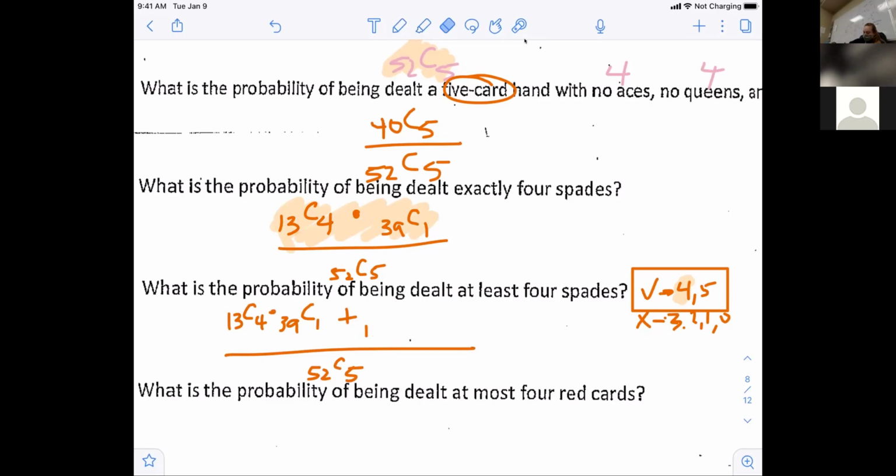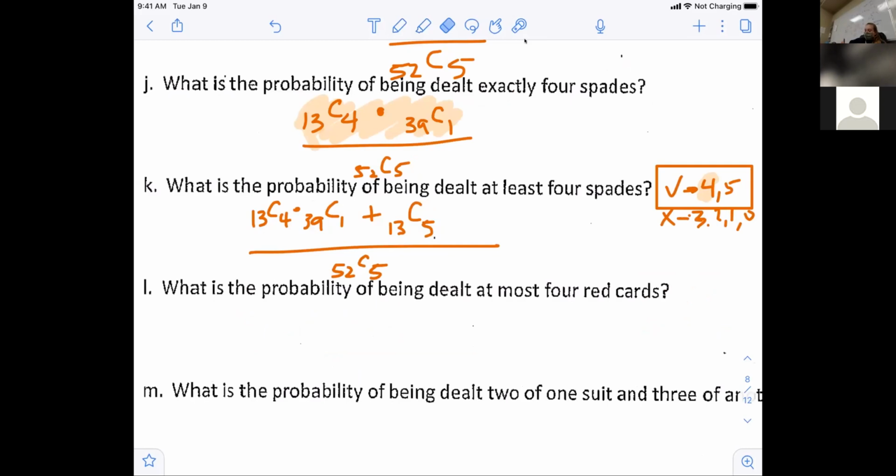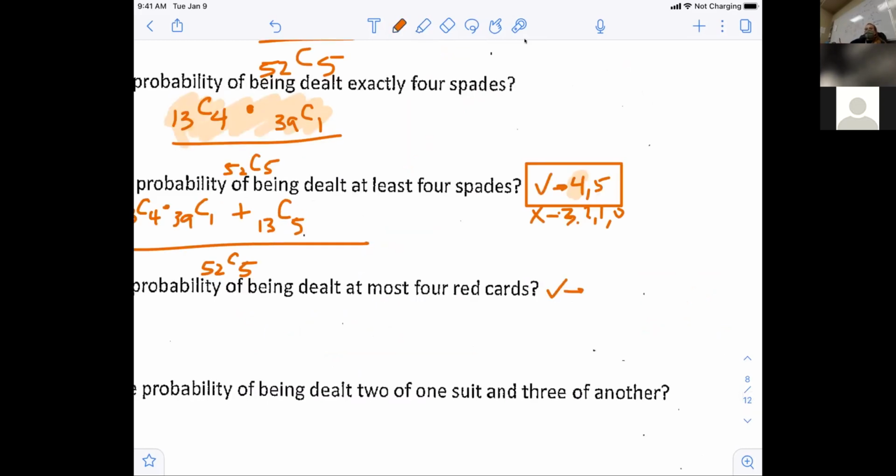Next one says, what's the probability of being dealt at most 4 red cards? Okay, what's okay here? Is 4 red cards okay? Is 5 red cards okay? No, because it says at most. You can't have more than that. That means my okay pile is going to be 4 and 3 and 2 and 1 and 0. If it says at most 1, red card's okay. If it says at most 3, red cards is okay. If it says at most 0, red cards is okay, but 5 is not okay.